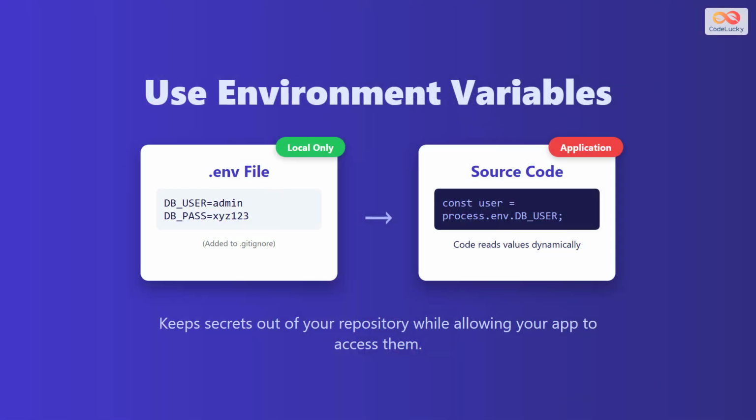Instead of hardcoding, use environment variables. Store your secrets in a .env file which stays on your local machine and is ignored by Git. Your application code then reads these values dynamically. This keeps your secrets safe and local.